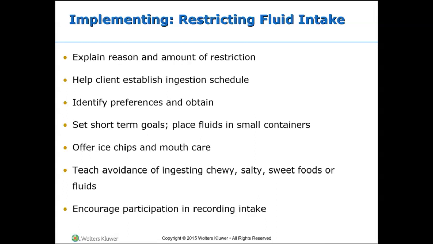Ice is great because a cup of ice is only half the volume of a cup of water, and it satisfies a dry mouth. Okay, so use ice. Avoid foods that would make the patient thirsty, right? So really salty foods, sugary foods too, right? And get them involved in the care so they don't feel so powerless. And they can feel powerless when they're on fluid restriction. It can be very difficult for them.